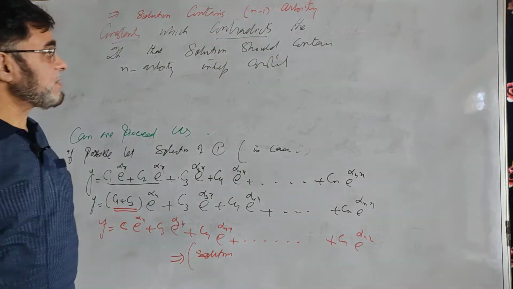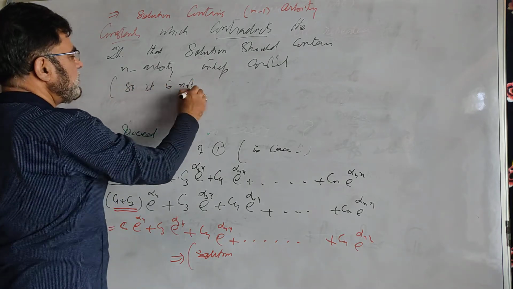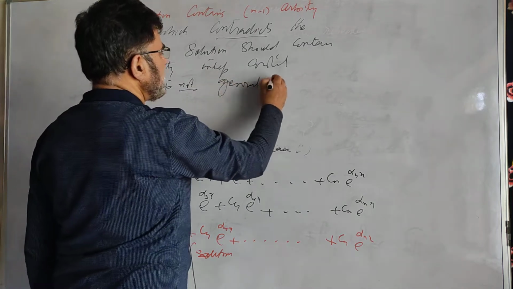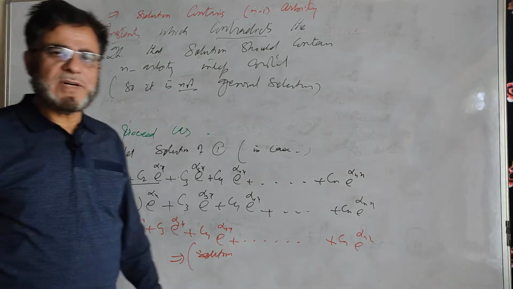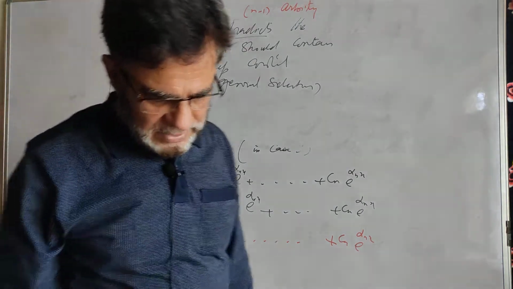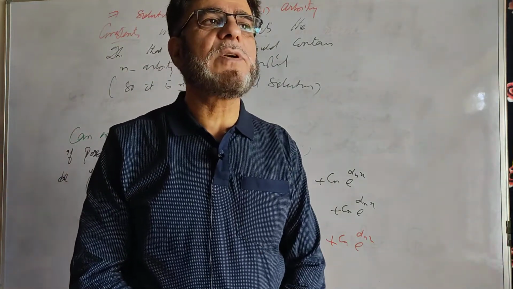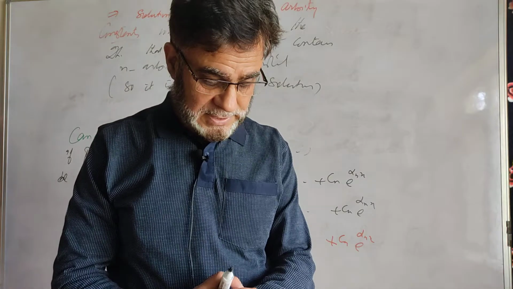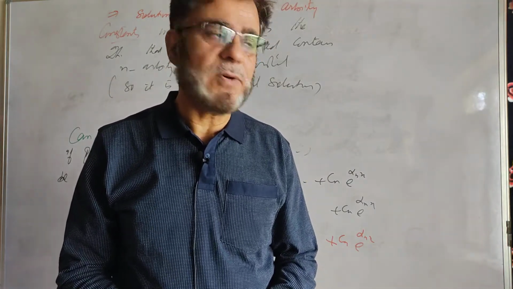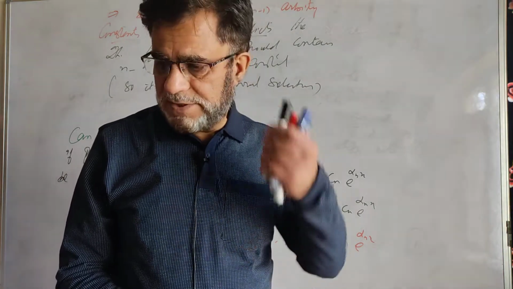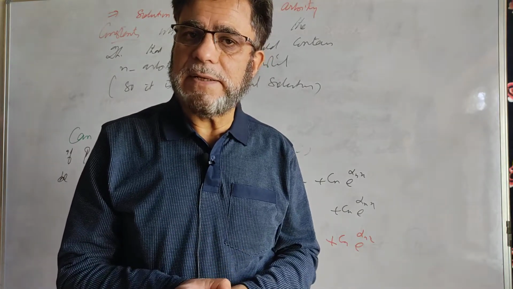We will not accept it. It is not a general solution. We want a general solution. What is a general solution? A general solution is when the number of independent constants equals the order of the linear differential equation. What is the order of the linear differential equation? That should be the number of constants. Here our linear differential equation is of order n, so it should have n linearly independent constants.